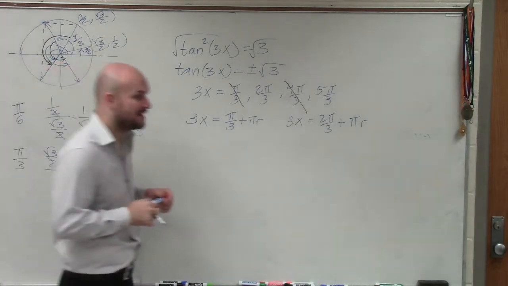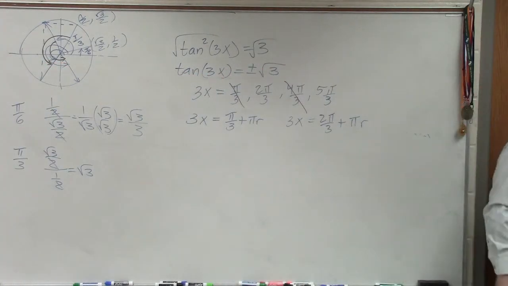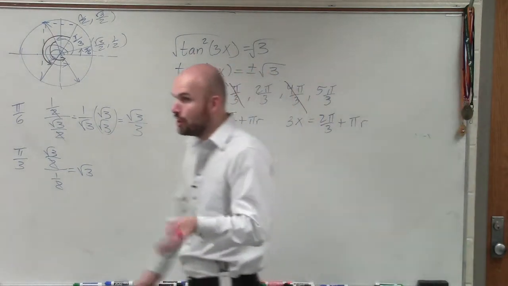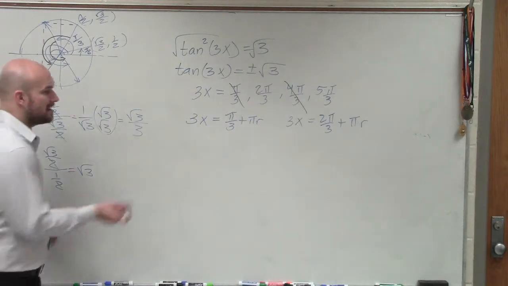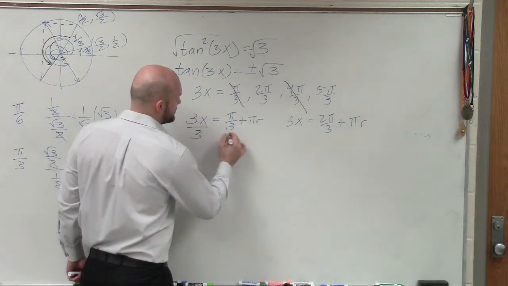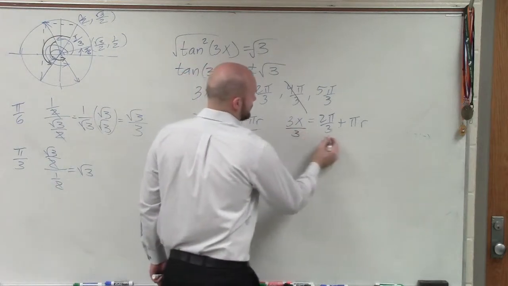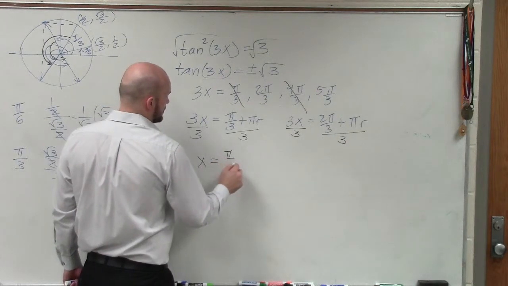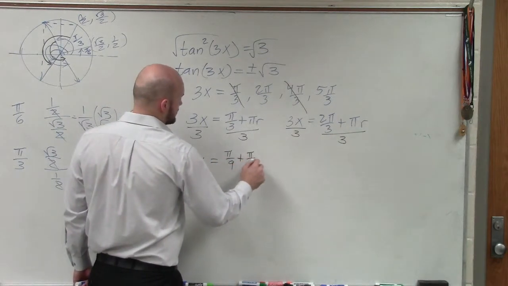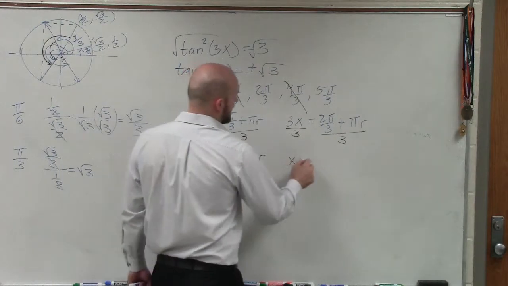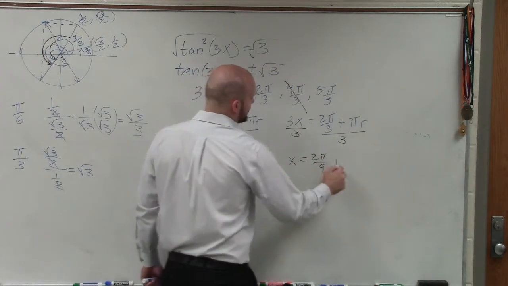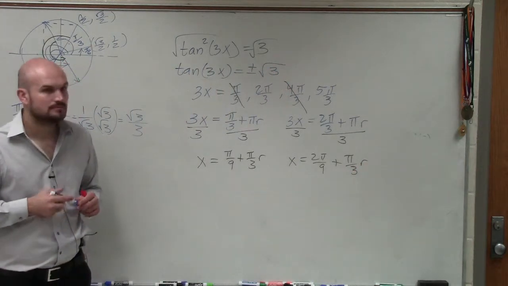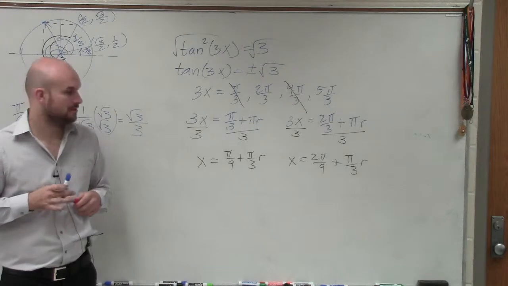Okay? But we're not done yet. So now we still need to solve for x. All right? So to solve for x, what I'm simply going to do now is just divide by 3. Therefore, my final answer is x equals pi over 9 plus pi over 3 r. And here, x equals 2 pi over 9 plus pi over 3 r. Okay? And that would be your final solution.